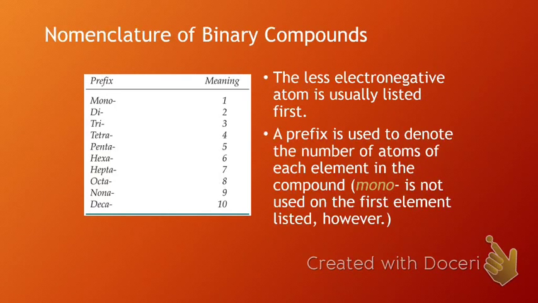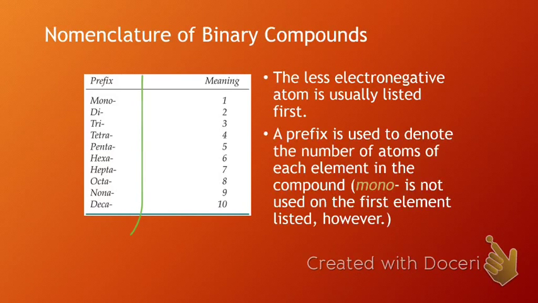Okay? And you have to use prefixes. The only time you don't use prefixes is if there's only one atom of the very first element in the compound. I know that this sounds really confusing, but you've probably already been doing this and just didn't know it, okay? And so I'll give some examples. Hopefully they'll explain it better.